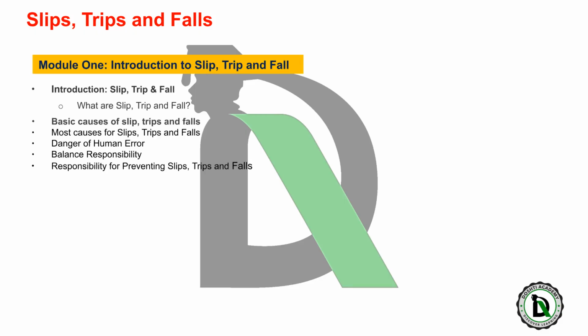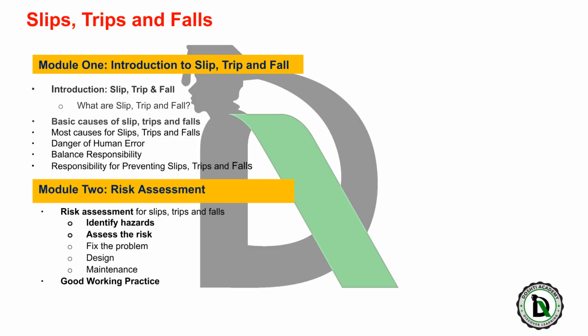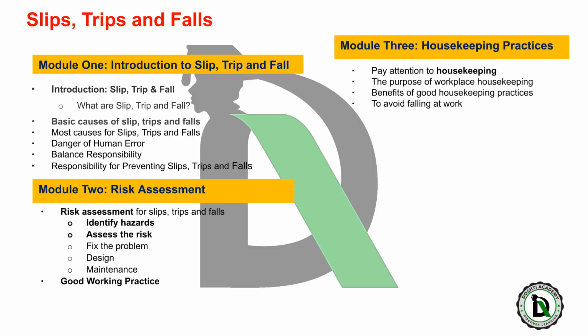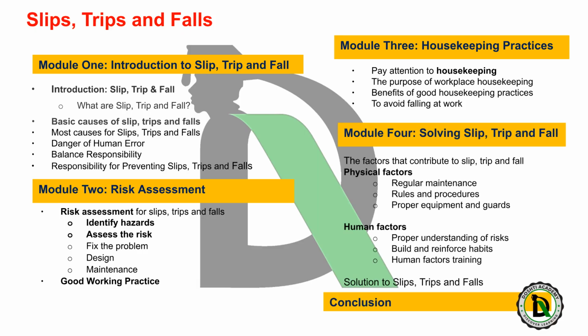Module 1 introduces slips, trips, and falls. Module 2 focuses on risk assessment. Module 3 covers good housekeeping practices. Module 4 discusses solutions for preventing slips, trips, and falls.